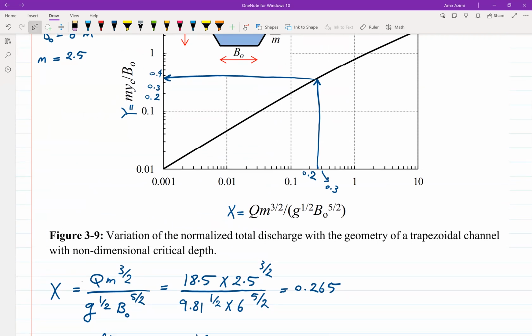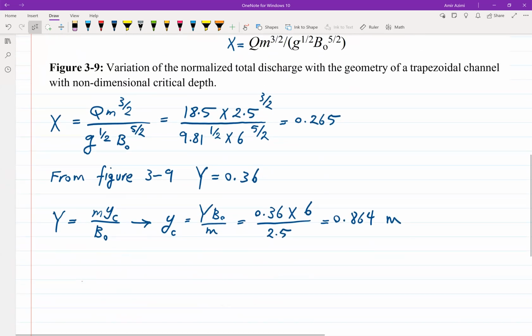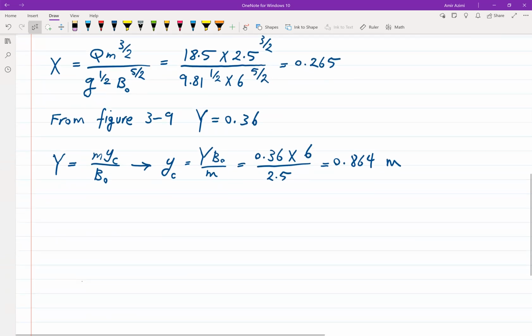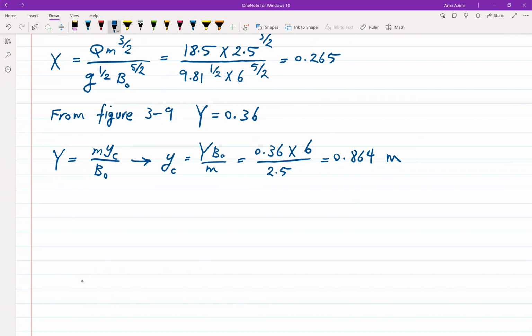There's a difficulty in exactly locating the value in the horizontal axis because it's logarithmic, and also it's difficult to read the value in the vertical axis because it's also logarithmic, but it gives you a good estimation. So the next step is the calculation based on the Froude number. So we have Froude square equal to Q square T divided by g A to the power of 3, and it should become equal to 1.